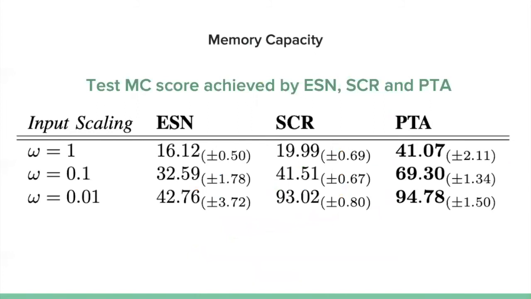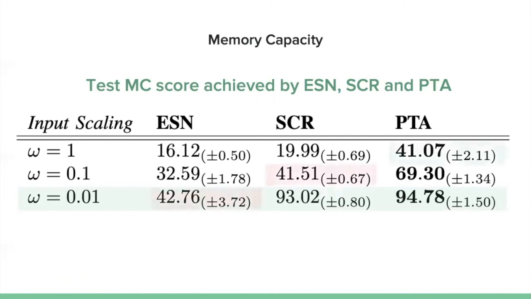And in this table, we show the memory capacity score on the test set after PTA and compare it with the echo state network and simple cycle reservoirs. All details about the comparison and the fairness of the comparison, of course, can be found in the proceedings. We can see that the results show that PTA is absolutely and definitely advantageous and reaches the highest values of the memory capacity in all settings. What's interesting, for example, is that for omega equal to 0.01, a memory capacity score close to the theoretical limit of 100 is obtained in the case of PTA.